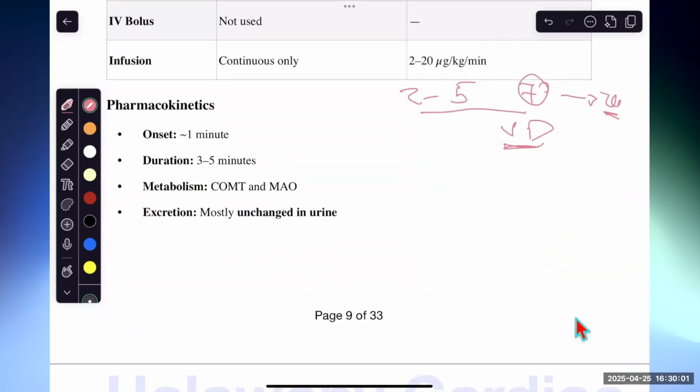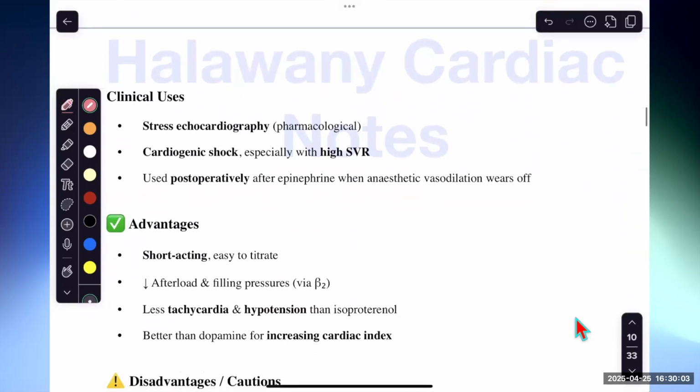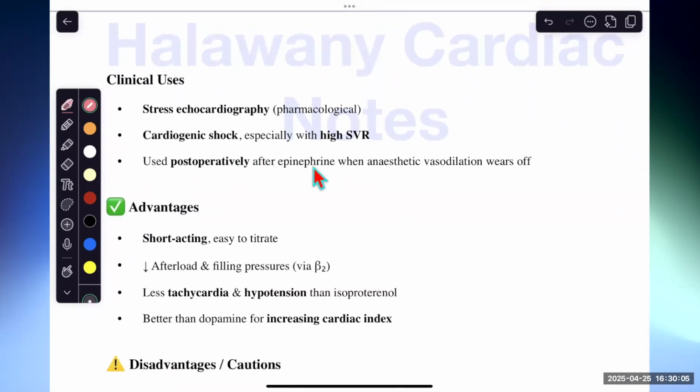Same scenario for the pharmacokinetics. We are using it in the post-operative period after epinephrine when anesthesia vasodilation is wearing off, in the OR or in the ICU. Cardiogenic shock, especially if the patient has high SVR, you can use it. But if the SVR is low, usually we use it with noradrenaline.